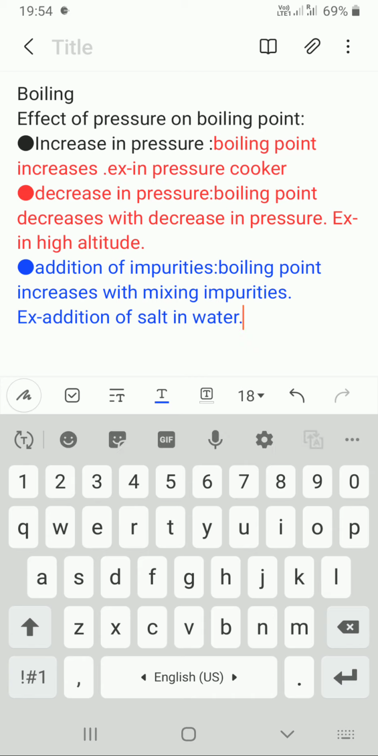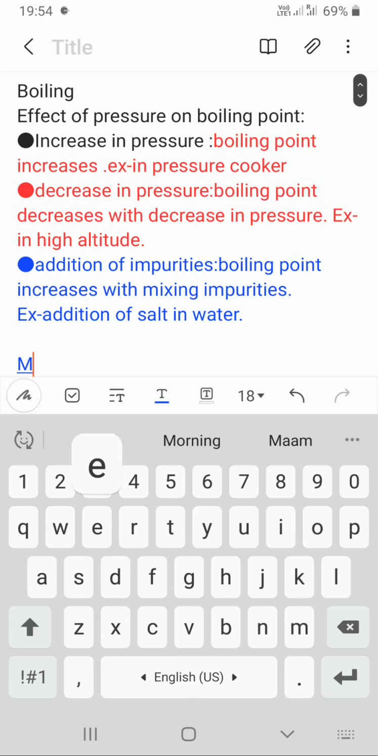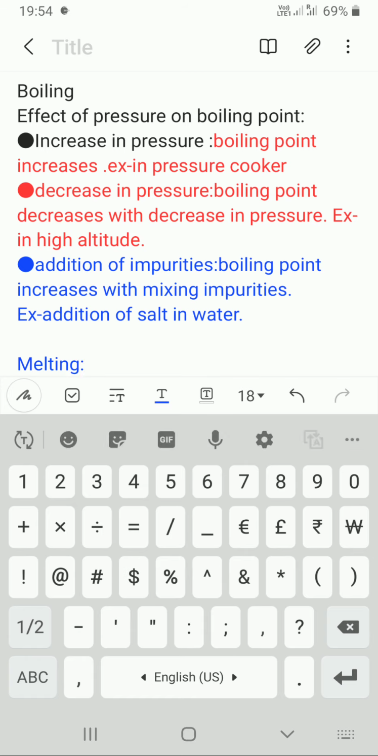Next, melting. Melting is a process in which a substance changes from its solid state to liquid state, at a constant temperature and pressure. You have to mention that. Now, melting also depends on a few factors.